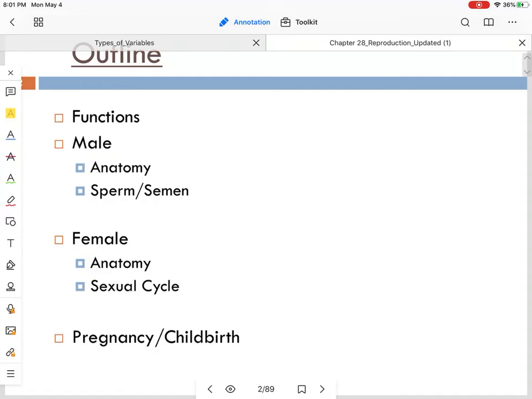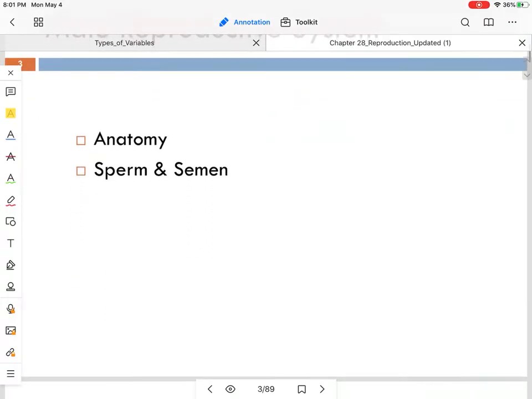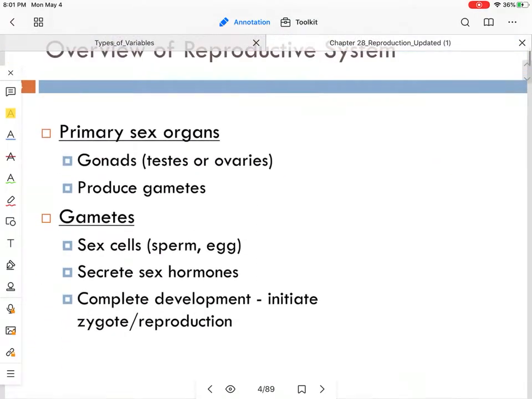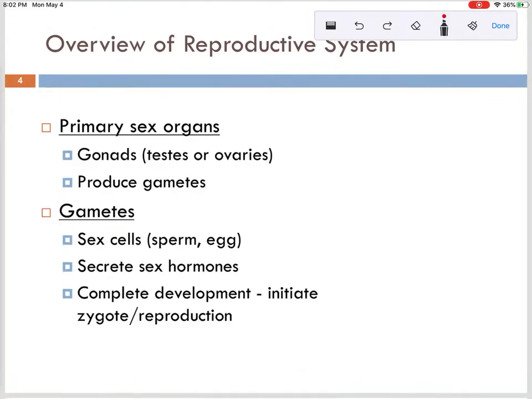All right, so this chapter, not surprisingly, is broken down by sex. We're first going to talk about the male, then we'll talk about the female. I'm going to talk a little bit about pregnancy and childbirth, but because of time constraints, we're not going to spend very much time on that, which is a little unfortunate because there's so much to talk about. But being where we are in the semester, we have to cut corners somewhere. Let's start with the male. We'll talk about the anatomy, and then we're going to talk about sperm.